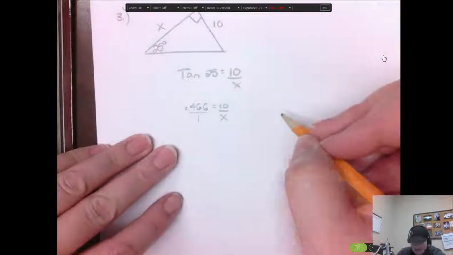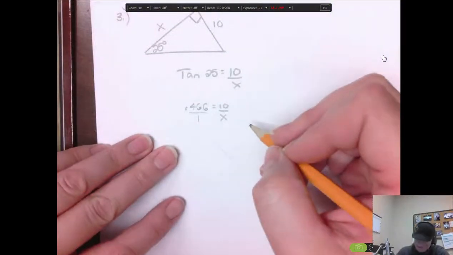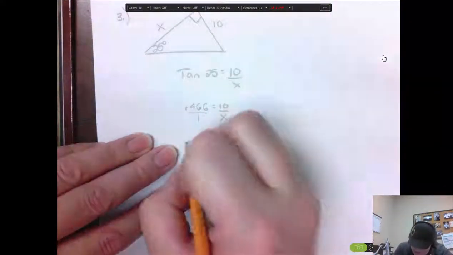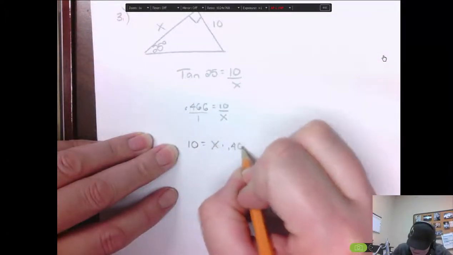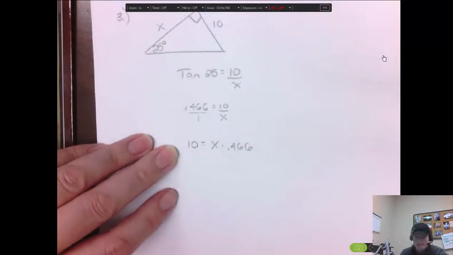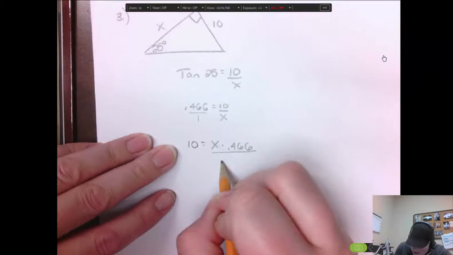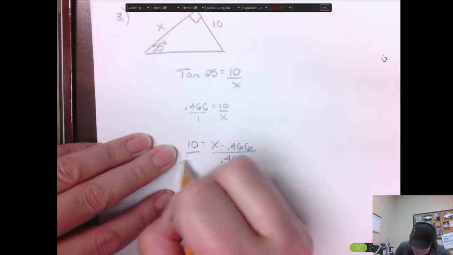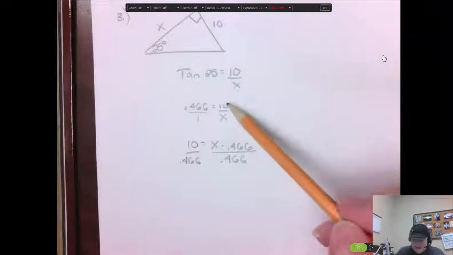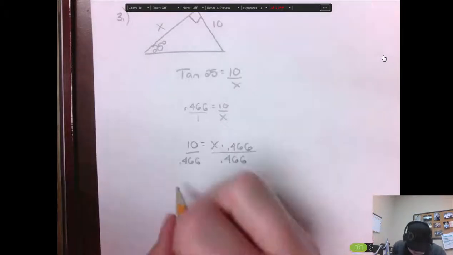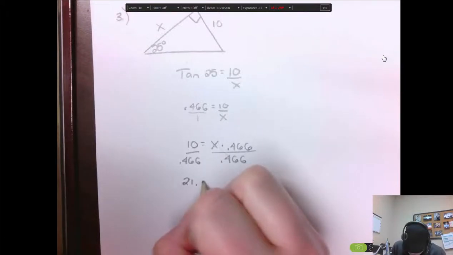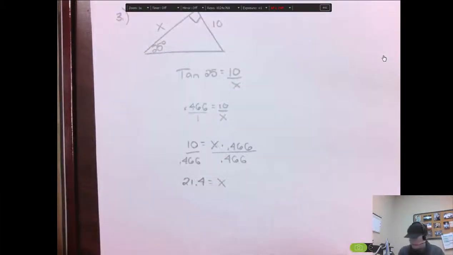But we could think of it kind of like this way. I think that's probably the easiest way for most people. So 1 times 10 would give us 10. And we cross multiply the x times 0.466 is x times 0.466. And then to get the x by itself, we divide by the 0.466. So you end up with 10 divided by the 0.466 is going to end up with our answer. So I'm going to get 21.4 is equal to x. Okay, so 21.4 is equal to x.